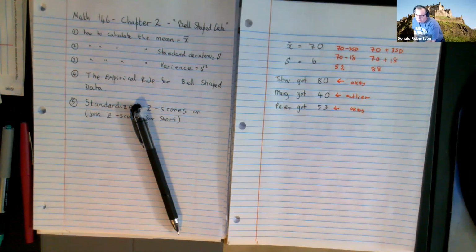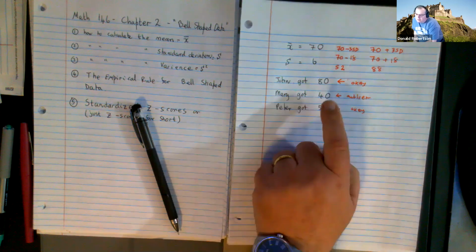Are we comfortable about this outlier test that we're using now? So if I give you a mean and a standard deviation and I tell you that the data is bell-shaped, do you feel comfortable about checking to see if a particular score or data point is an outlier or not, like I did here? You feel good about that?